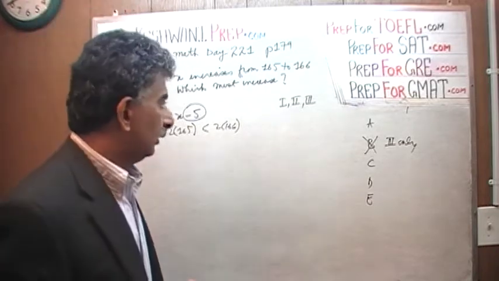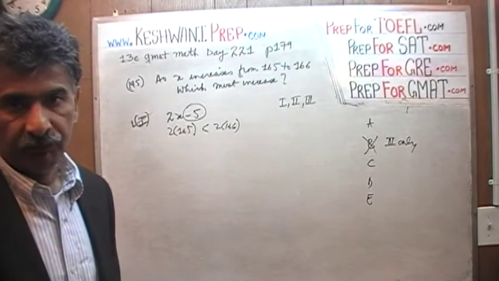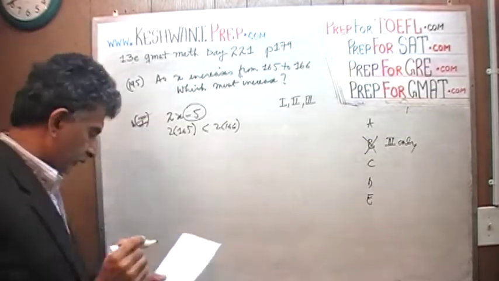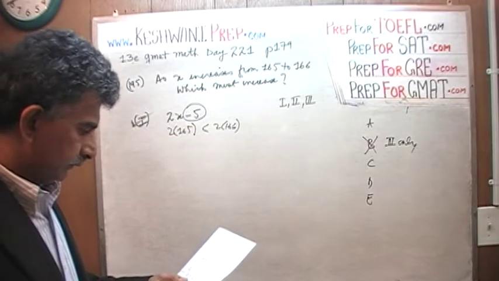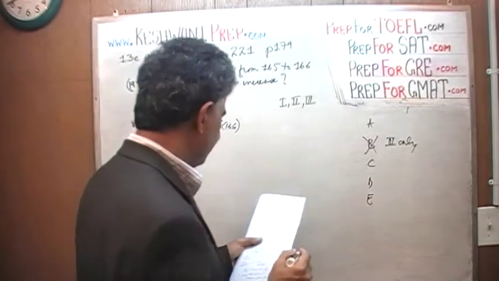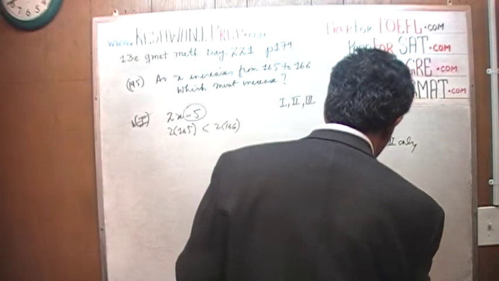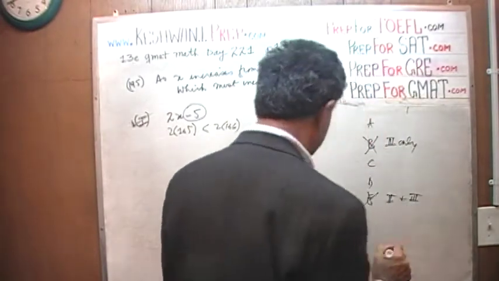So B says 3 only, which of course we know is wrong because the first statement works. What else can we kill? E says 2 and 3. That's not good.